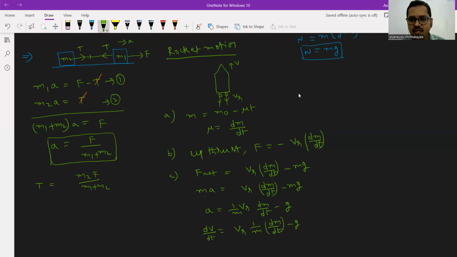If I take this dt to the other side, then dv is equal to Vr into 1 by m into dm, and dt cancels, minus g into dt. Therefore, integrating this equation, we will get the final equation: velocity v is equal to u minus gt plus Vr log of m naught by m. This is the final velocity of the rocket at any instant of time.